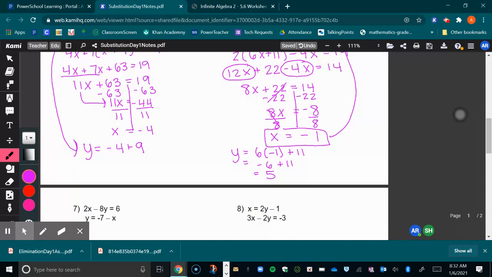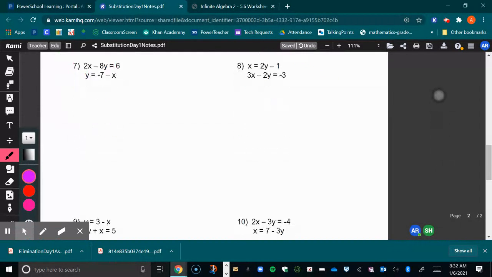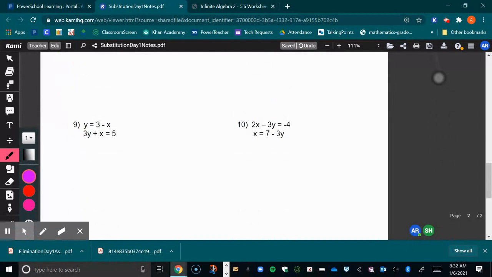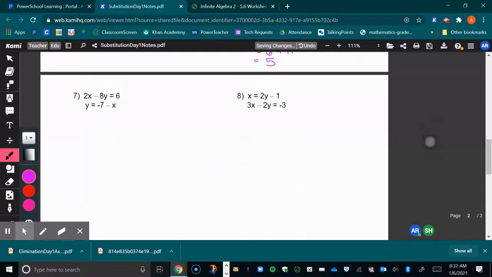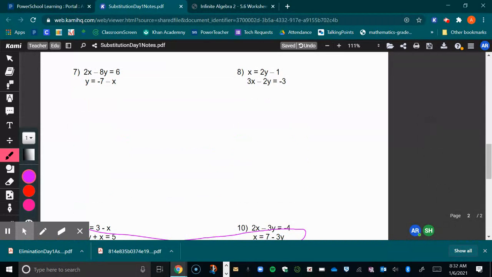Alright, let's look at my next one. We're going to do 2 more. So we're skipping 9 and 10. Okay, so we're only doing 7 and 8 now. Alright, so for 7, I'm going to check: do I have one of my equations solved for one of my variables? I do. This one, because I got y by itself. So I'm going to plug this in for y into my other equation.